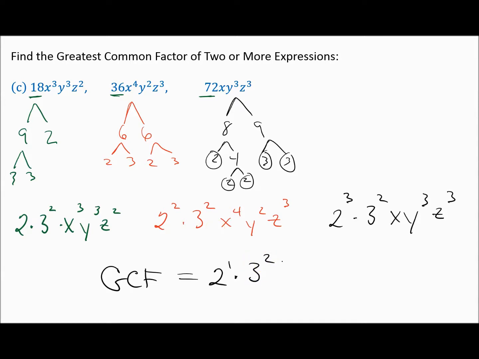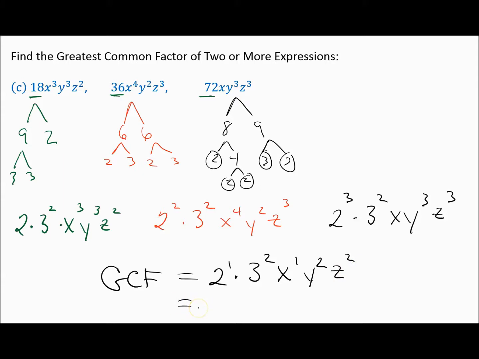All right, let's look at our x's. I've had x to the third, an x to the fourth, and an x to the first. You have to pull out the smallest, so that's just an x to the first. I have a y to the third, a y squared, and a y to the third. You have to pull out the smallest, so y squared. I have a z squared in the green, a z to the third in the red, and a z to the third in the gray, so z squared is the smallest.